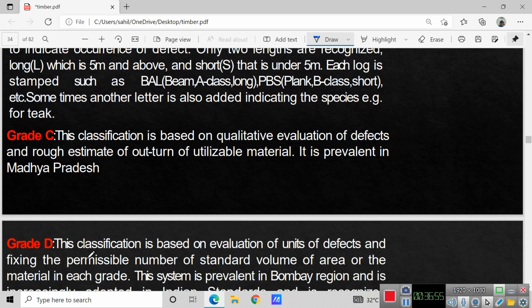Now grade C, the classification is based on qualitative evaluation of defects and a rough estimate of outturn of utilizable material. It is prevalent in Madhya Pradesh. So this classification is based on the qualitative evaluation of defects and a rough estimate of outturn. So the outturn it is giving after utilizing the material is a considerable factor in grade C.